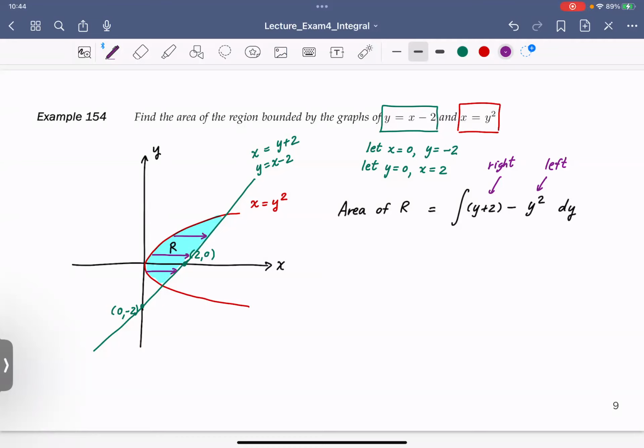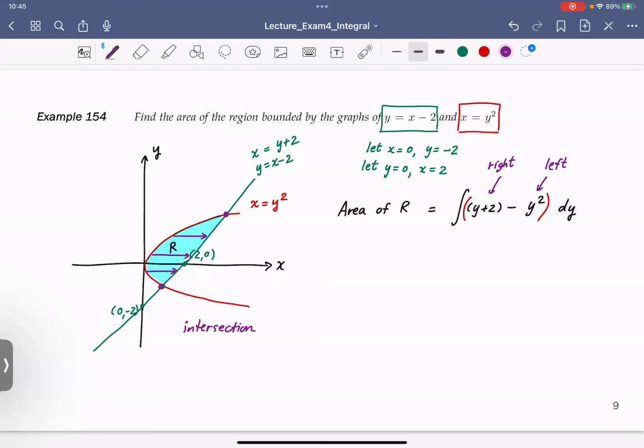So I put the parentheses first. And then what is going to be my upper bound and lower bound of the integration here? It's going to be the range that you do the horizontal slice, from this one to this one. So that means you have to find the intersection. What is going to be the intersection here?